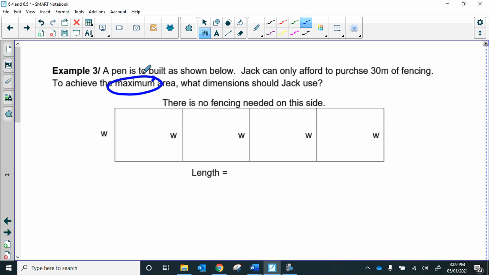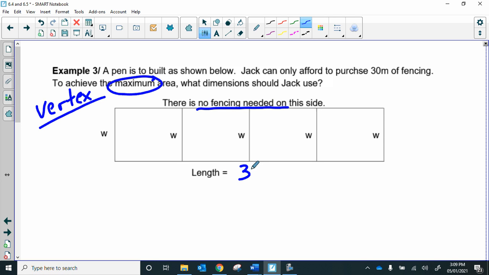Question states we're finding a max area. That tells me I need my vertex. Okay, so I need to get to vertex form. Now they're giving us all kinds of information here. I got 1, 2, 3, 4, 5 widths, and there's no fencing needed on this side. I just need one of the lengths. I know that these are all going to add up to 30. So I have 1, 2, 3, 4, 5 W's plus my length is going to be 30.